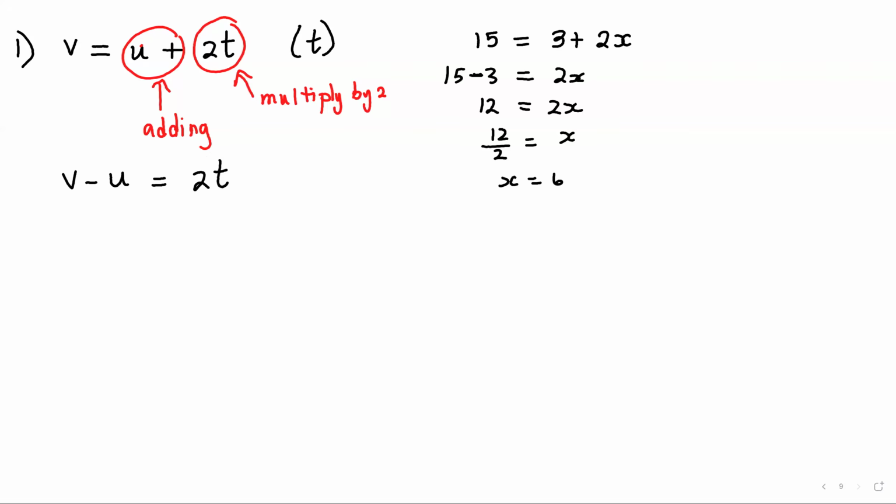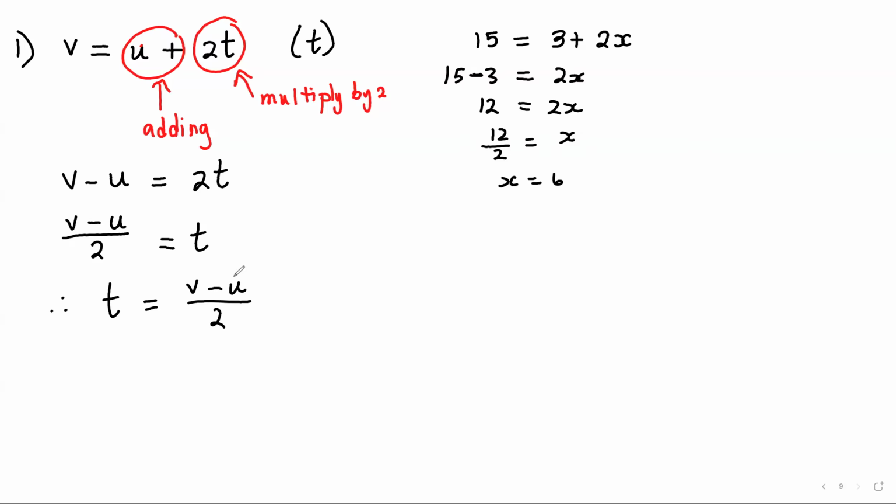And now I'm very, very close because the only operation that's separating t from being by itself is this multiplying by 2. The opposite of multiplying by 2 would be dividing. So v minus u divided by 2 is equal to t, and therefore, if t is the subject, it will be equal to v take away u divided by 2.